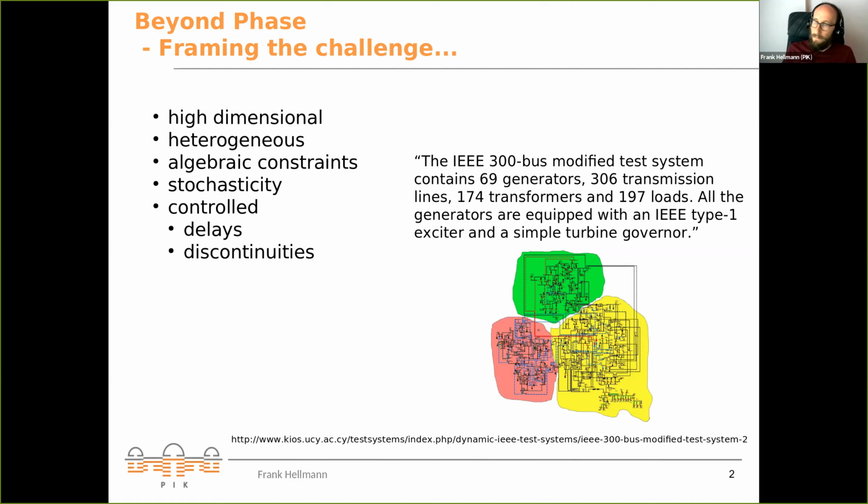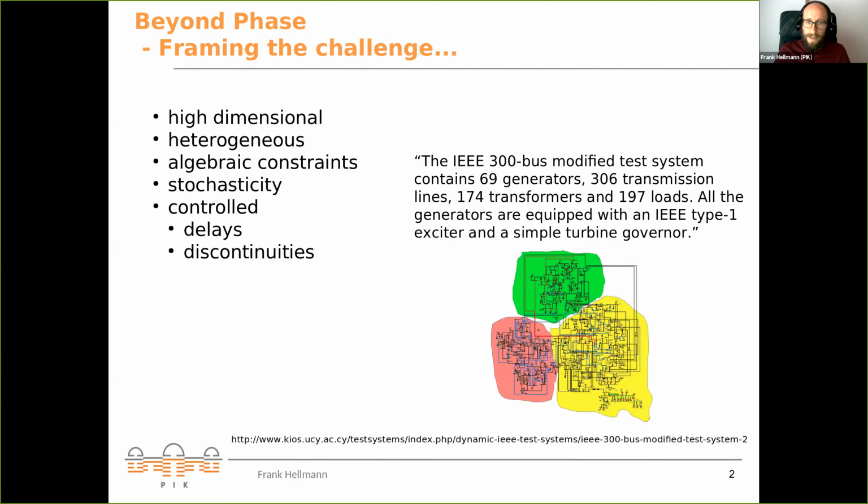I've picked out a test system here. This is a highly simplified test system that power grid engineers might look at when they study dynamical phenomena or transient stability of power grids. It's the IEEE 300 bus modified test system containing 69 generators, 306 transmission lines, 174 transformers, and 197 loads. All the generators are equipped with exciters and governors. So this highly simplified model from an engineering perspective already contains all this wealth of complexity from a dynamicist's perspective.